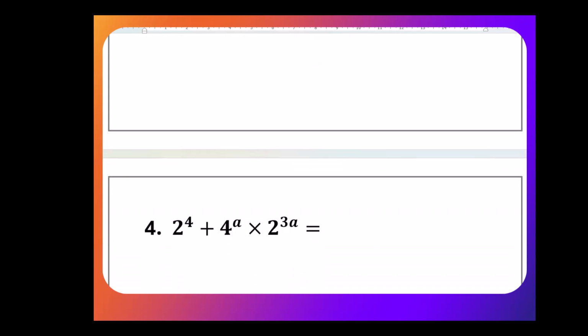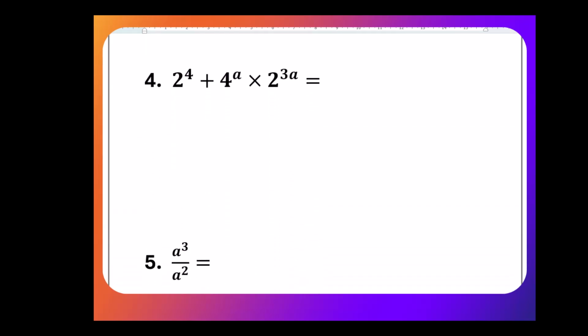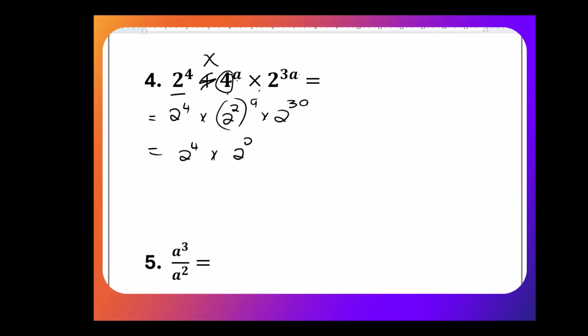Another example. If we look at the question, 2 to the exponent 4, multiply 4 to the exponent a, multiply 2 to the exponent 3a. Your goal first of all is to get all the bases the same. So I'm going to say this is 2 to the exponent 4, multiply. If you put 4 in exponent form, that will be 2 to the exponent 2, multiply a, multiply 2 to the exponent 3a. Our next step will be 2 to the exponent 4, multiply 2 to the exponent 2a.